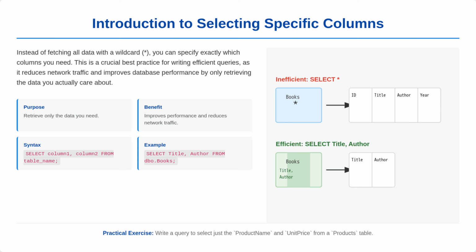But what if you don't need everything? Most of the time, you only care about a few specific columns. To do this, you simply replace the star with a comma-separated list of the column names you want. This is far more efficient and is considered a best practice.